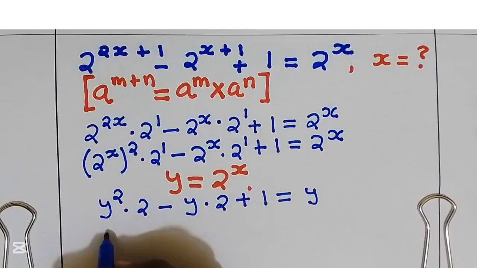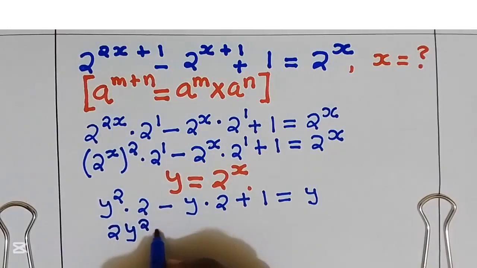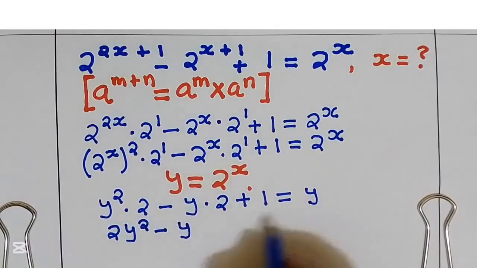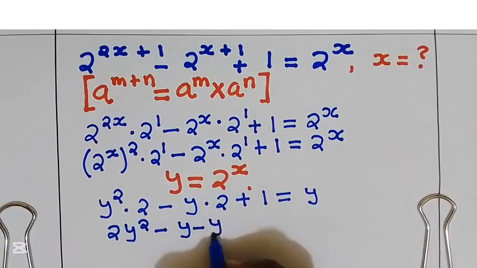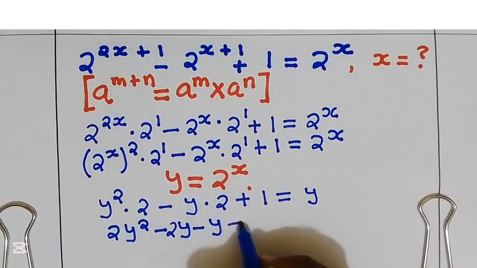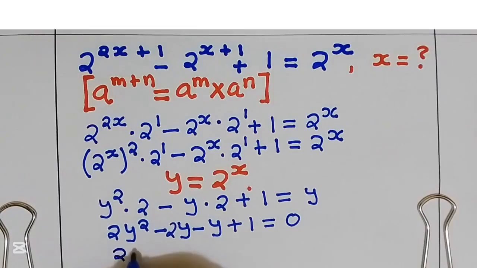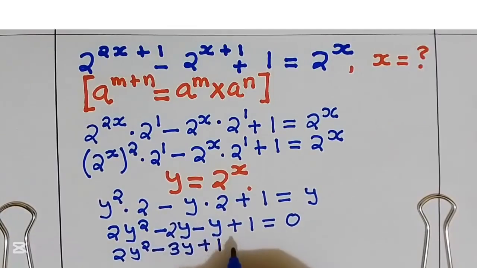This will be equal to 2y squared minus y. I'll bring this y to the left hand side. That is going to be minus y. There is 2 here, plus 1. This is equal to 0. 2y squared minus 3y plus 1 is equal to 0. We are going to solve this quadratic equation.